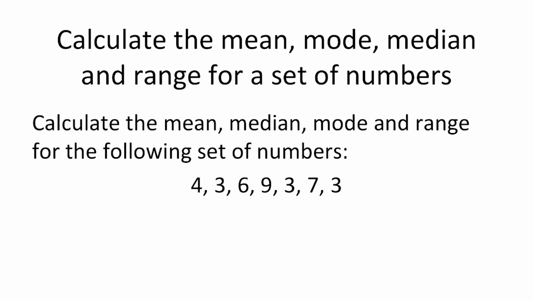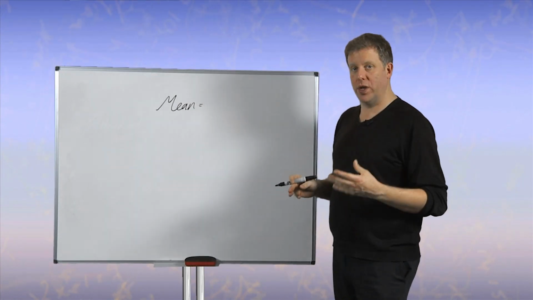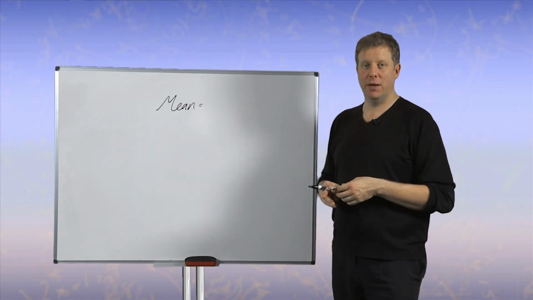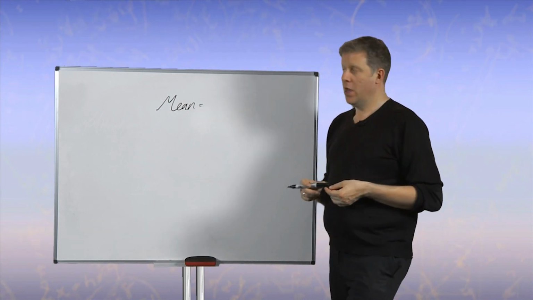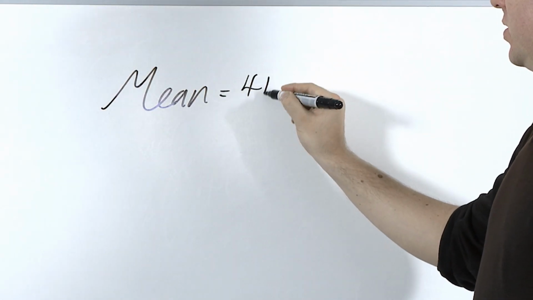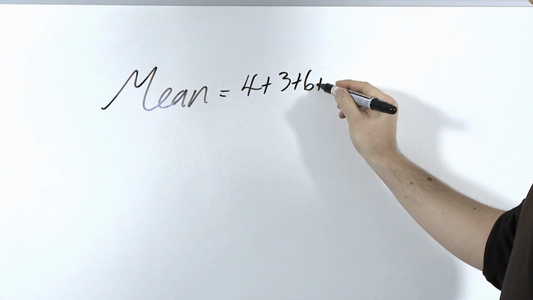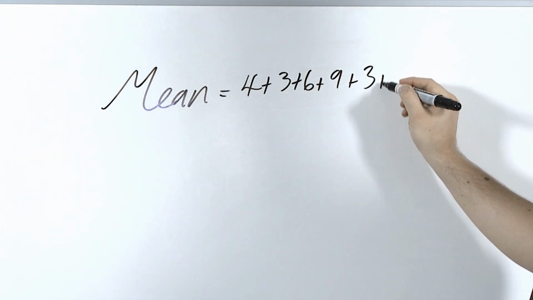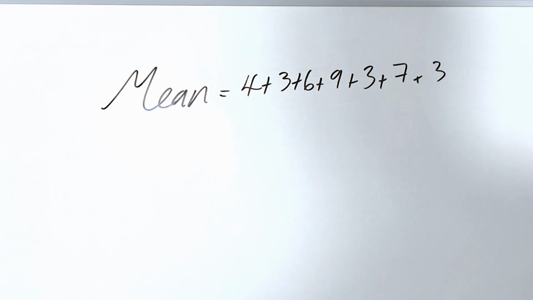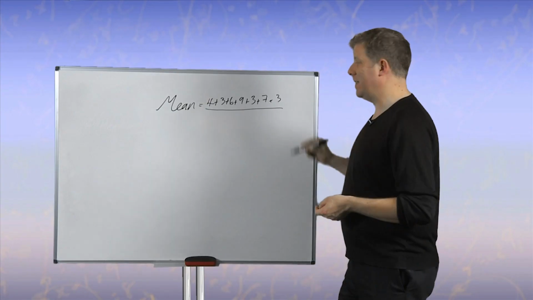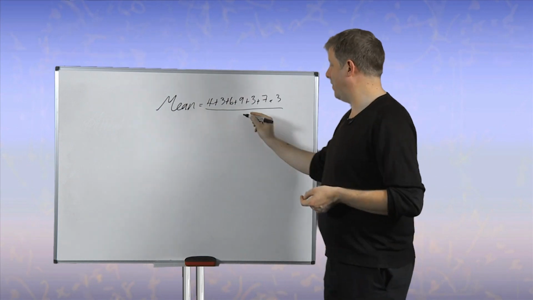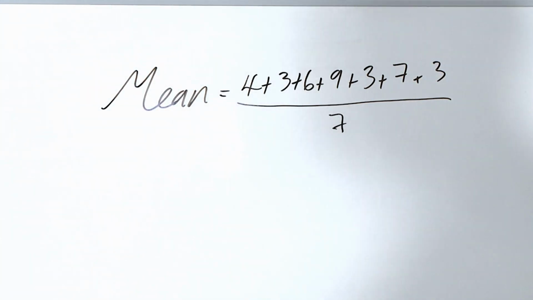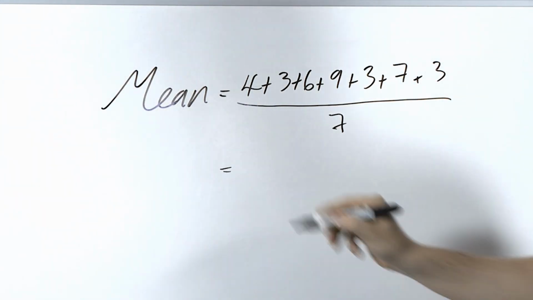Now the mean, remember, we said was the sum of all the numbers divided by how many numbers there were. The sum just means add all the numbers together. So we'll take our numbers, 4 plus 3 plus 6 plus 9 plus 3 plus 7 plus the 3, and we're going to divide that by how many numbers there are. In this case, there are 7 numbers. So let's work out what our total is.